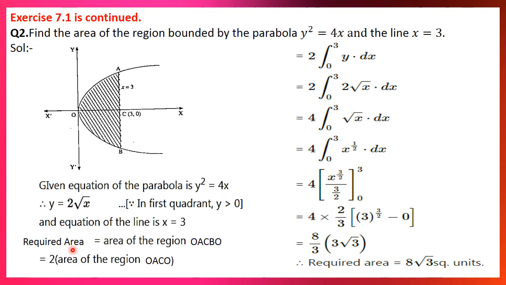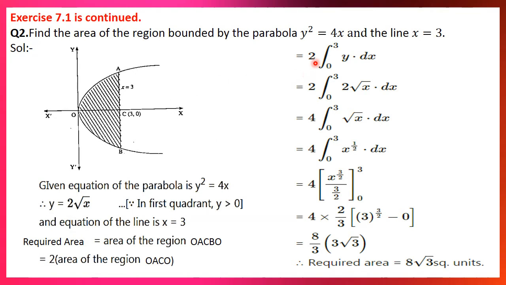Now, the required area is the area of the region OACBO, a closed region. But as this parabola is symmetric about the x-axis, we can write this area as 2 times the area of the region OACO, that is the area above the x-axis. Both these areas are equal above the x-axis and below the x-axis. So we will find the area above the x-axis and multiply by 2 to get the required area.